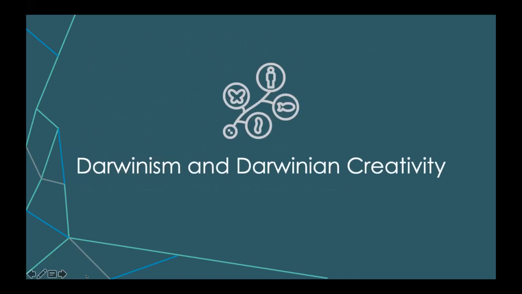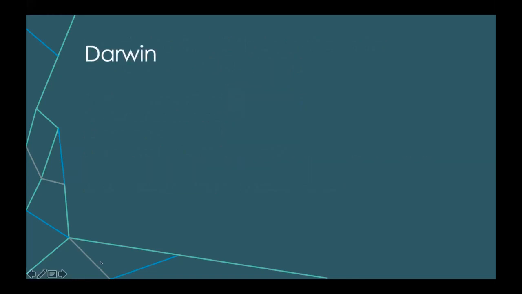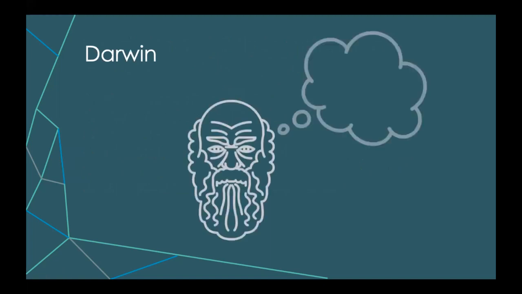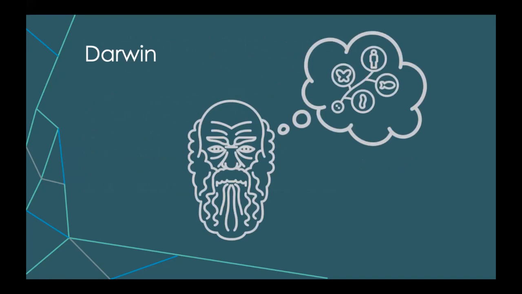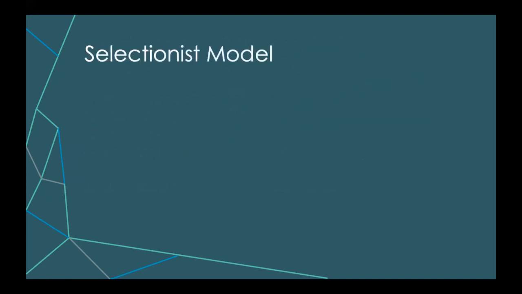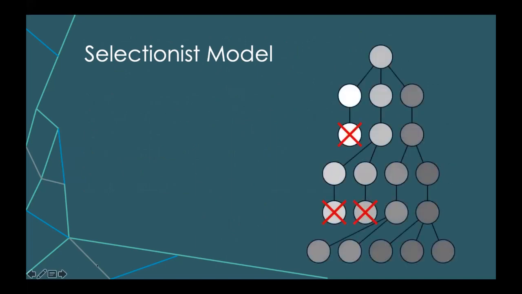So, Darwinism and Darwinian creativity. I'm sure lots of you are already aware of this, but I'm going to go over it. Obviously, Darwinism was a theory of evolution thought up by Charles Darwin, though it's gone through quite a lot of changes since then. Lots of people have edited it and adapted it. The particular model of evolutionary theory we're looking at today will be the selectionist model. So this is natural selection, not sexual selection, and that's the basis of this Darwinian creativity that I'll be talking about. So the selectionist model is as follows.